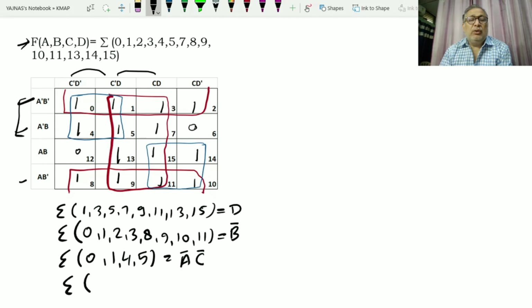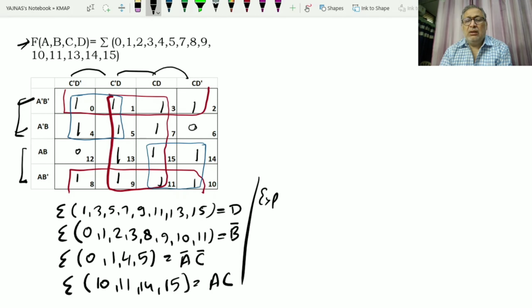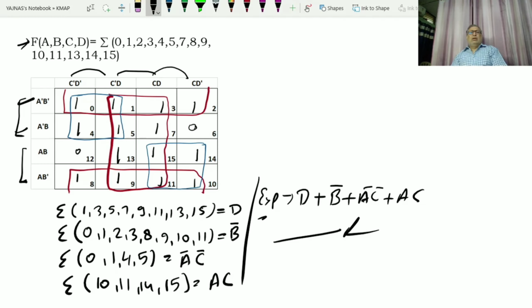Then the last group is 10, 11, 14, 15. For 11 and 15, on the left hand side A is constant, and for 11 and 10 on top, if you see, C is constant. So this way we got all the groups. Then the result we will write with logical OR operator. Okay? So this will be the answer.